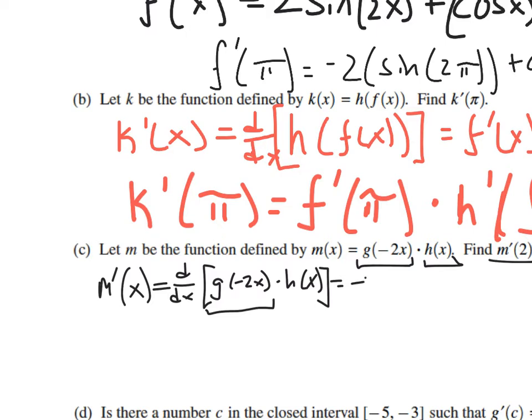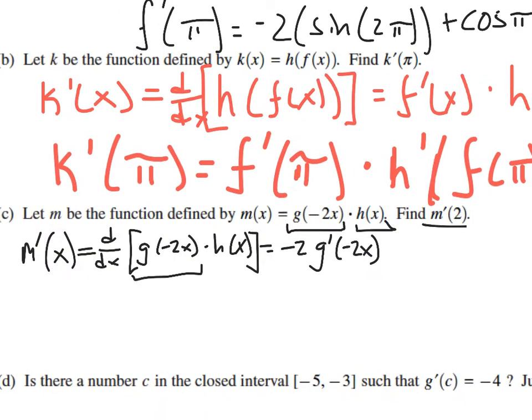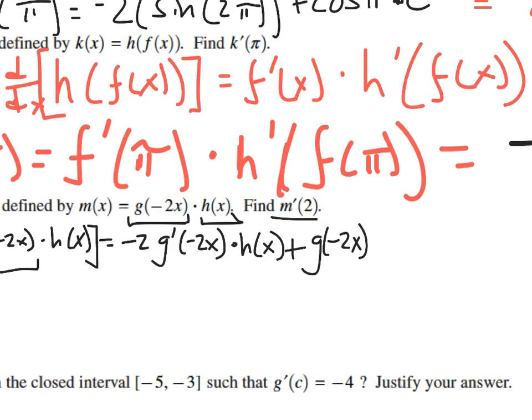So the derivative of the inside is negative 2. Derivative of the outside is the derivative of g of negative 2x. All right? We can't do much more with it because we don't know exactly what g is. We don't have the equation for g, all right? Then we have h of x. Okay, so we're still doing our product rule. So that's derivative of the first times the second, h of x, plus the first, g of negative 2x, times the derivative of the second, which is h prime of x.